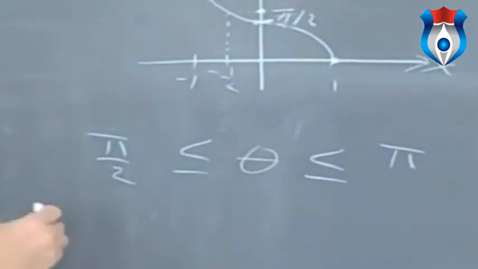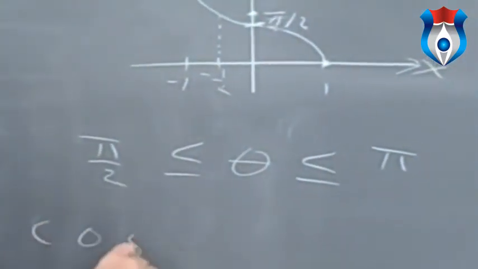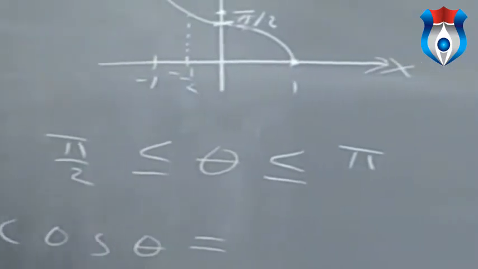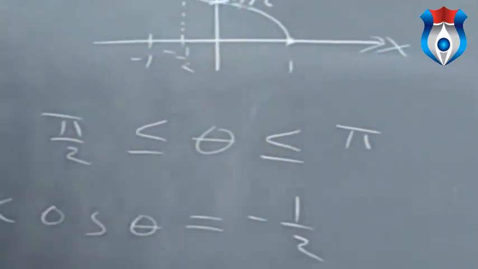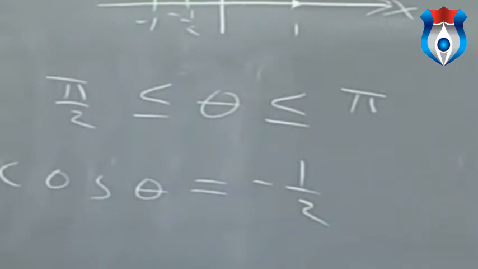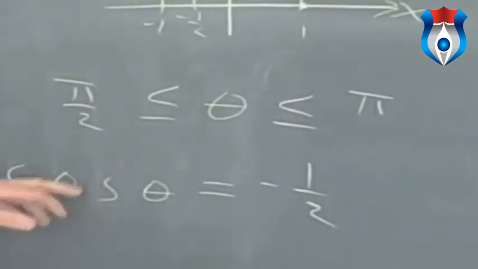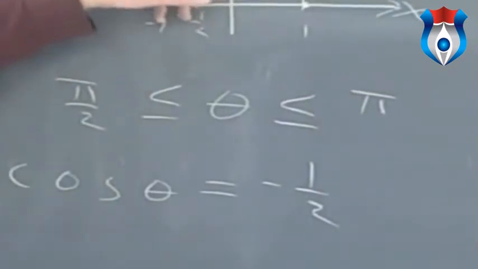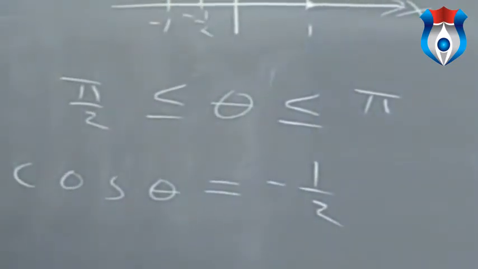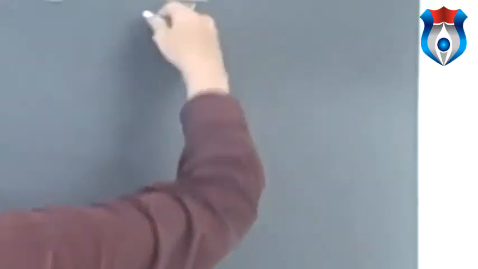So we're looking for an angle whose cosine is negative 1/2. Well, in terms of common angles, we know that that is pi over 3. But it's not pi over 3. It's in the next quadrant, so it has to be 2 pi over 3. So theta equals 2 pi over 3.